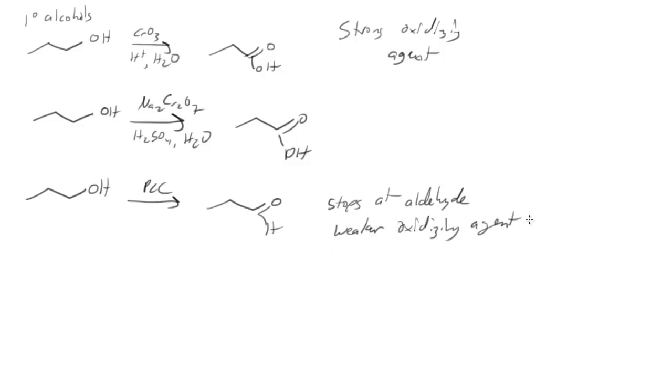And of course, what's great about that, again, is that what do organic chemists want to do? They want to be able to control everything. And so now I can take my alcohol. If I have a primary alcohol, I can turn it into carboxylic acid if I choose to, or I can stop it at the aldehyde if I choose to.